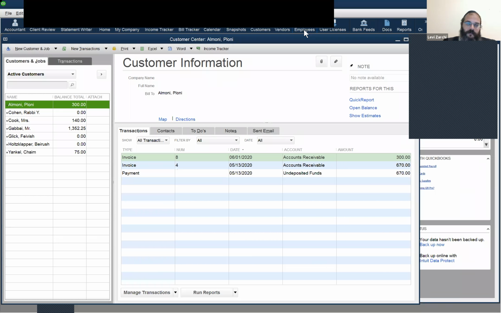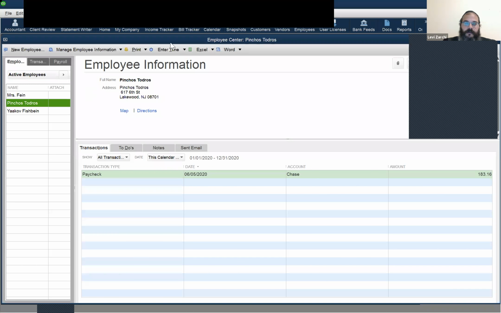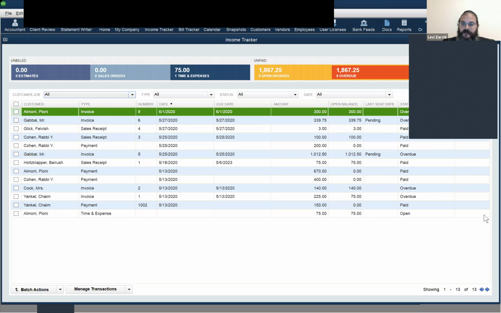So the first thing would be, I remember who the employee was, Pinchas Tadros, I believe, yeah? He earned his $200. He did earn his $200 for his work. So we should just go ahead through the income tracker, and we will generate the first invoice of $75. We have it right in the bottom, $75.